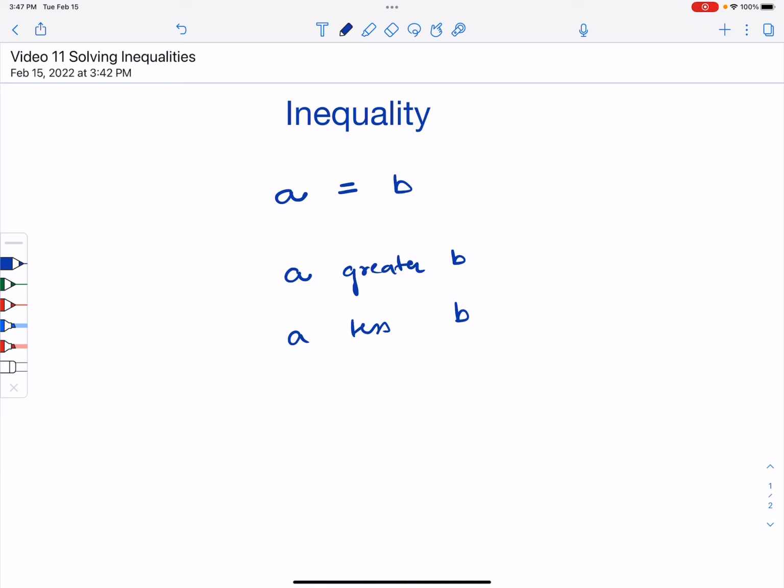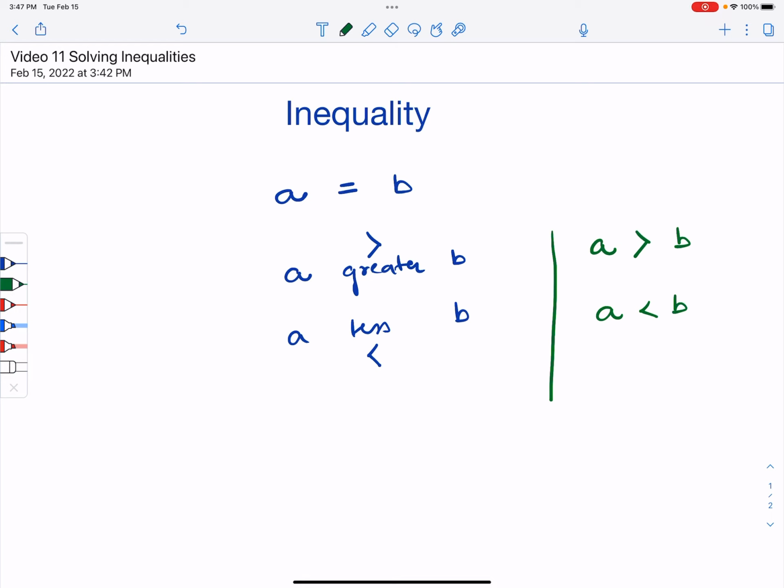In mathematics, we replace the greater than with a sign that looks like this, and we replace the less than with a sign that looks like this. So if I want to say A is greater than B, I can simply write A greater than B with that sign. If I say A is less than B, I can write A less than B.